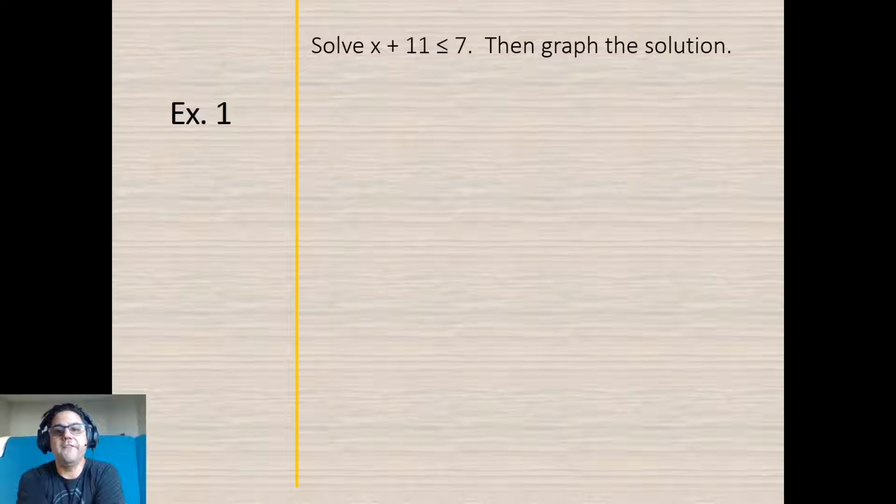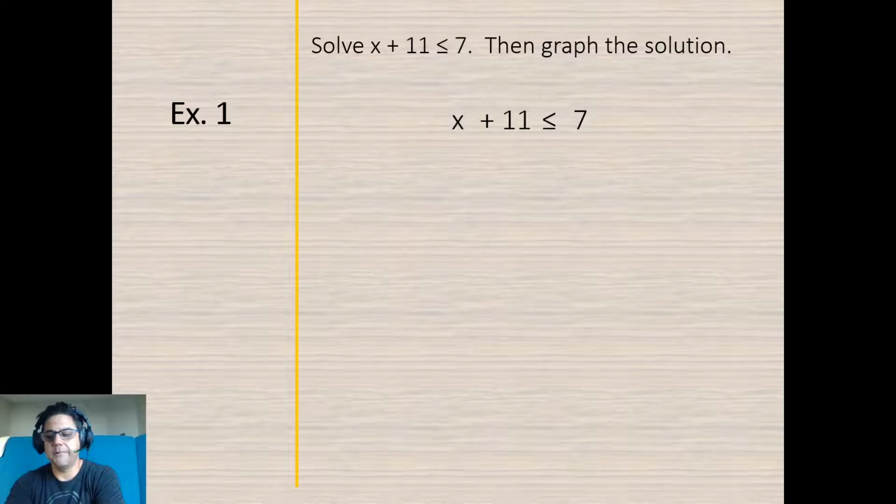So if you notice, you've got your basic inequality given to you. x + 11 ≤ 7. We're going to graph the solution as soon as we finish solving it. So I'm just going to make it a little bit bigger. You can just write it once, really big there.